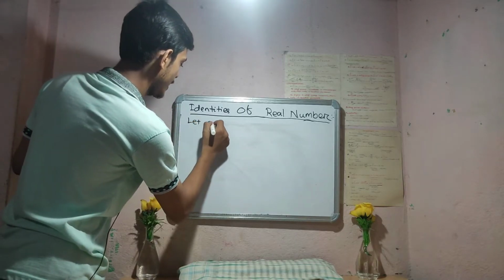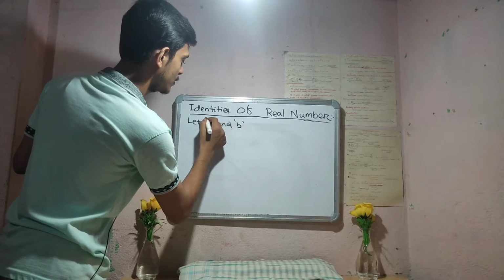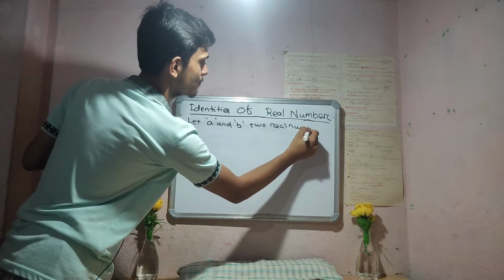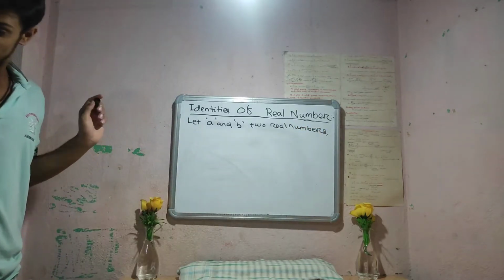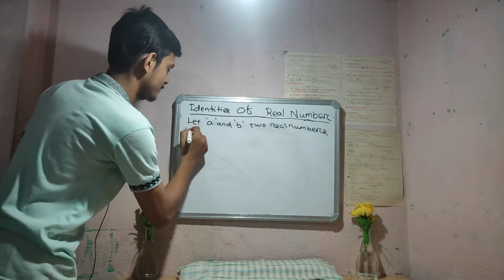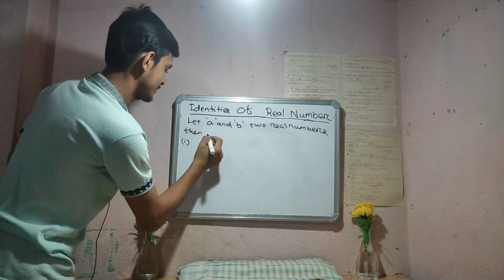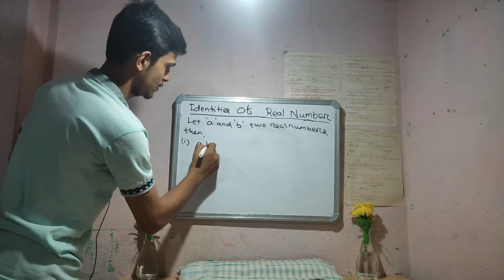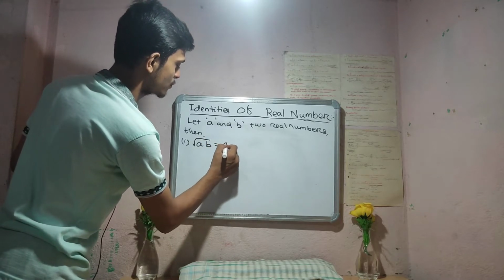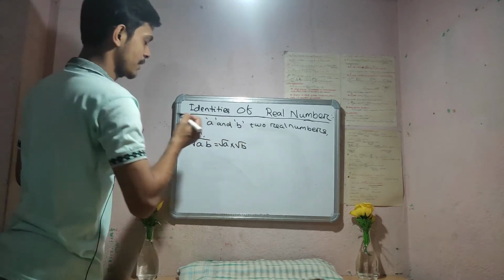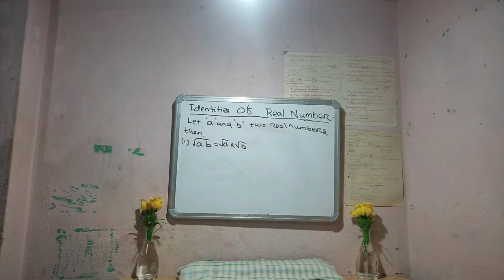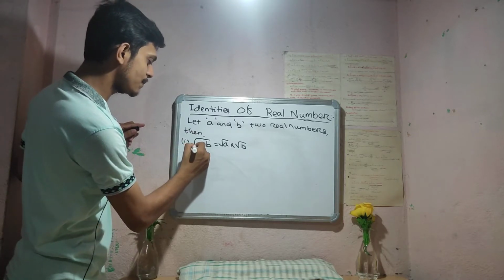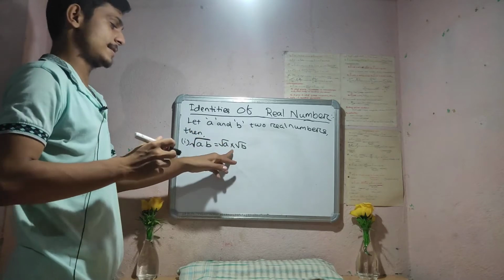Let A and B be two real numbers. Then we can write the square root of AB is equal to the square root of A multiplied with the square root of B. For any numbers you take in place of A and B, you will find this.